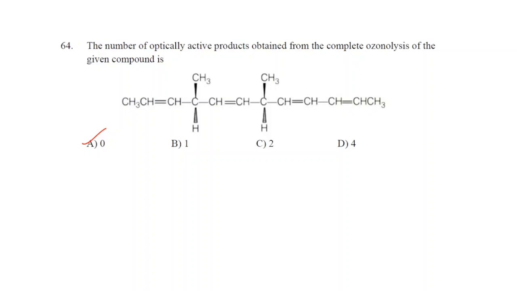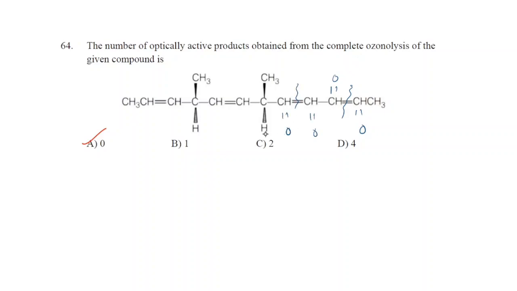Next one. The number of optically active products obtained from the complete ozonolysis of the given product. So whenever the complete ozonolysis takes place, we know that there is a cleavage of the double bond, and we write double bond O here, and they're asking for the optically active compound. Let us see where is the chiral center after the complete ozonolysis.